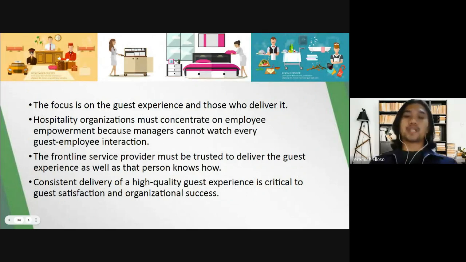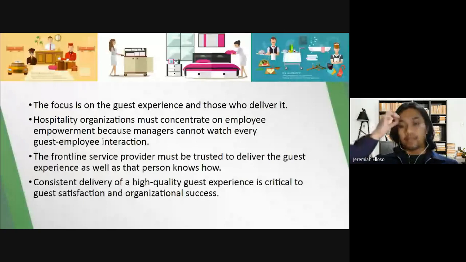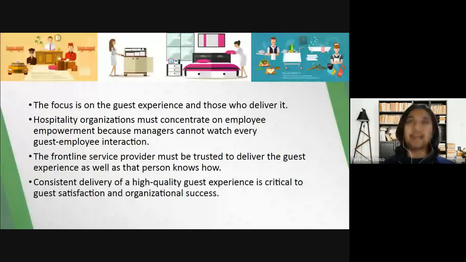Hospitality organizations must concentrate on employee empowerment because the managers cannot watch every guest-employee interaction. Every employee must be competent enough so that they will be delivering what is expected. For anyone who would render that service, the thinking is that they will adhere to the standards. The frontline service provider must be trusted to deliver the guest experience as well as that person knows how. Consistent delivery of a high quality guest experience is critical to guest satisfaction and organizational success.